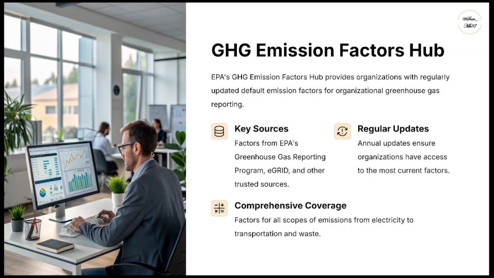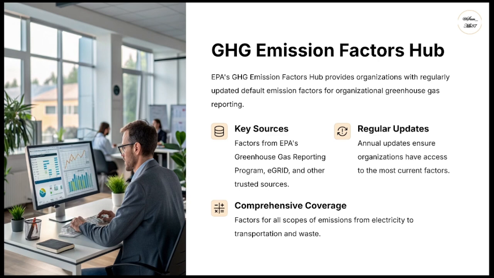When calculating GHG emissions, using the right emission factor is also essential. We have the EPA's GHG Emission Factor Hub, which is the go-to resource for this type of information. The hub provides organizations with a centralized, reliable source of default emission factors for greenhouse gas reporting. It's designed to support consistency and accuracy, especially for organizations that may not have custom data.